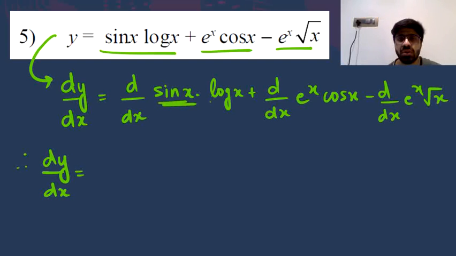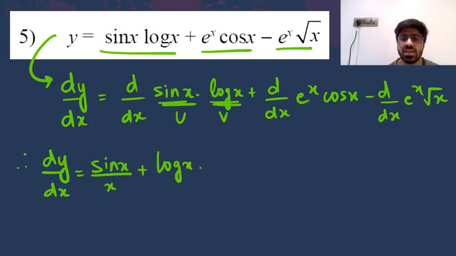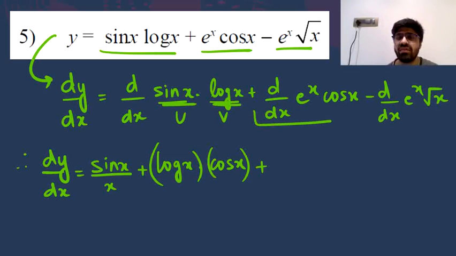So it is, derivative of uv, that will be u into the derivative of v. So the derivative of v will be derivative of log x, that is 1 upon x. So we have sin x the whole upon x plus v, that is log x, into the derivative of sin x, which is cos x. So it is log x into cos x plus the derivative of this.